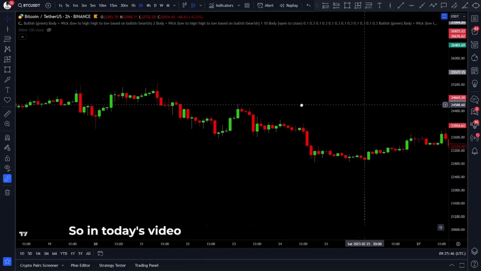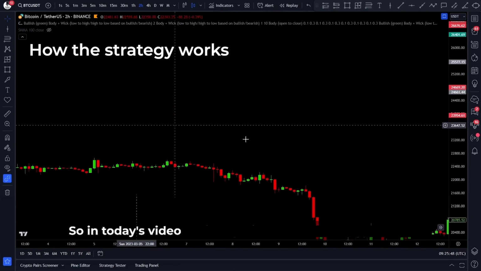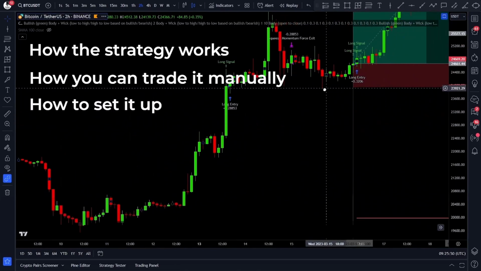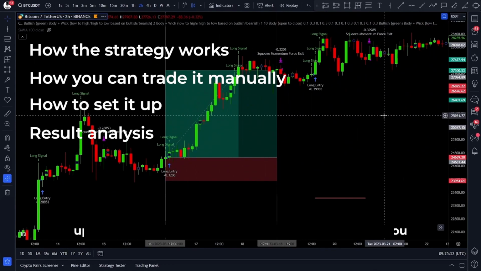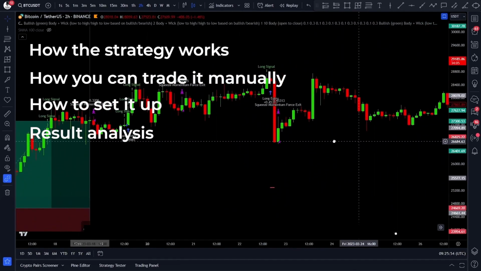So in today's video I will explain how the strategy works, how you can trade it manually, how you can set it up with our TradingView script, and then we'll show you the results for the best performing assets and pairs.